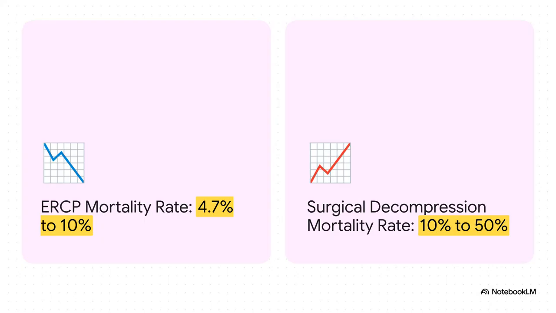And if you're wondering why ERCP is the standard, just look at these numbers. This is the difference between life and death. In the old days, open surgery for this had a mortality rate that could be as high as 50%. We've gone from that to a procedure that's usually under 10%. That's not just an improvement, it's a revolution in how we treat this disease.